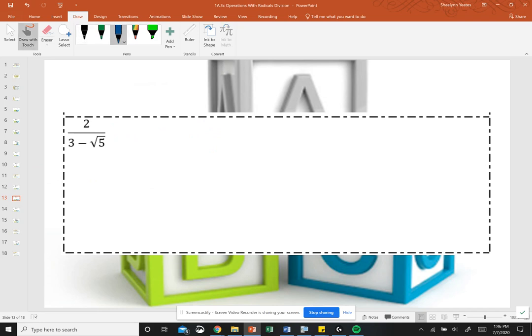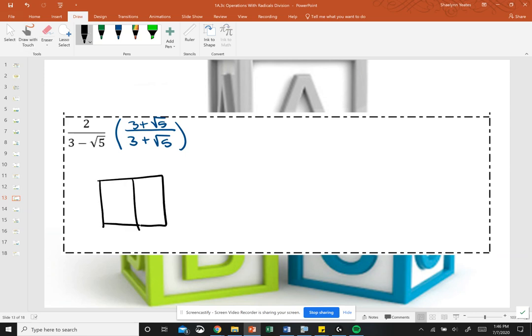All right, so I need to multiply the top and bottom by the conjugate. So this is going to be 3 plus square root 5, and I'm going to do the top and bottom. Do you see how this one, the negative, doesn't cancel out? That's super important because you can't cancel out a plus sign. That doesn't make sense, it's not a thing. So I'm going to multiply the bottom. So we've got 3 minus square root 5 and 3 plus square root 5 that we're multiplying together.